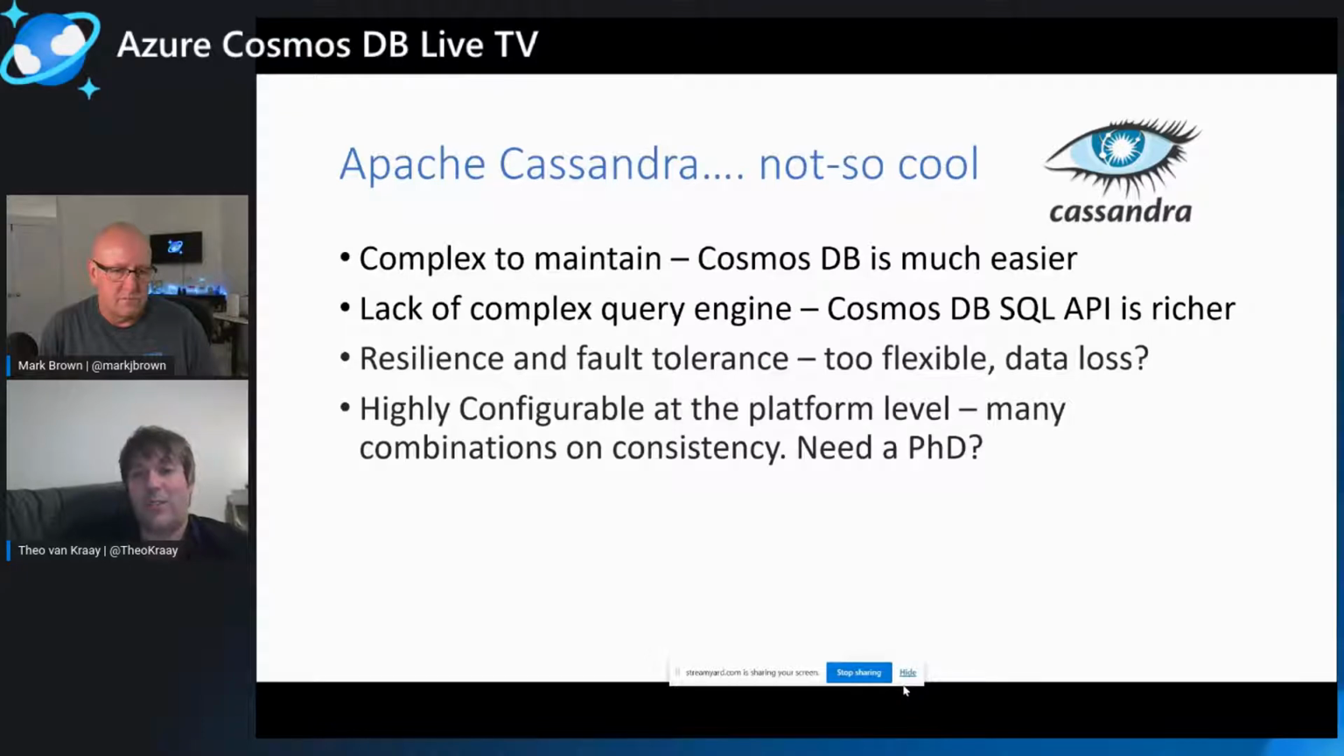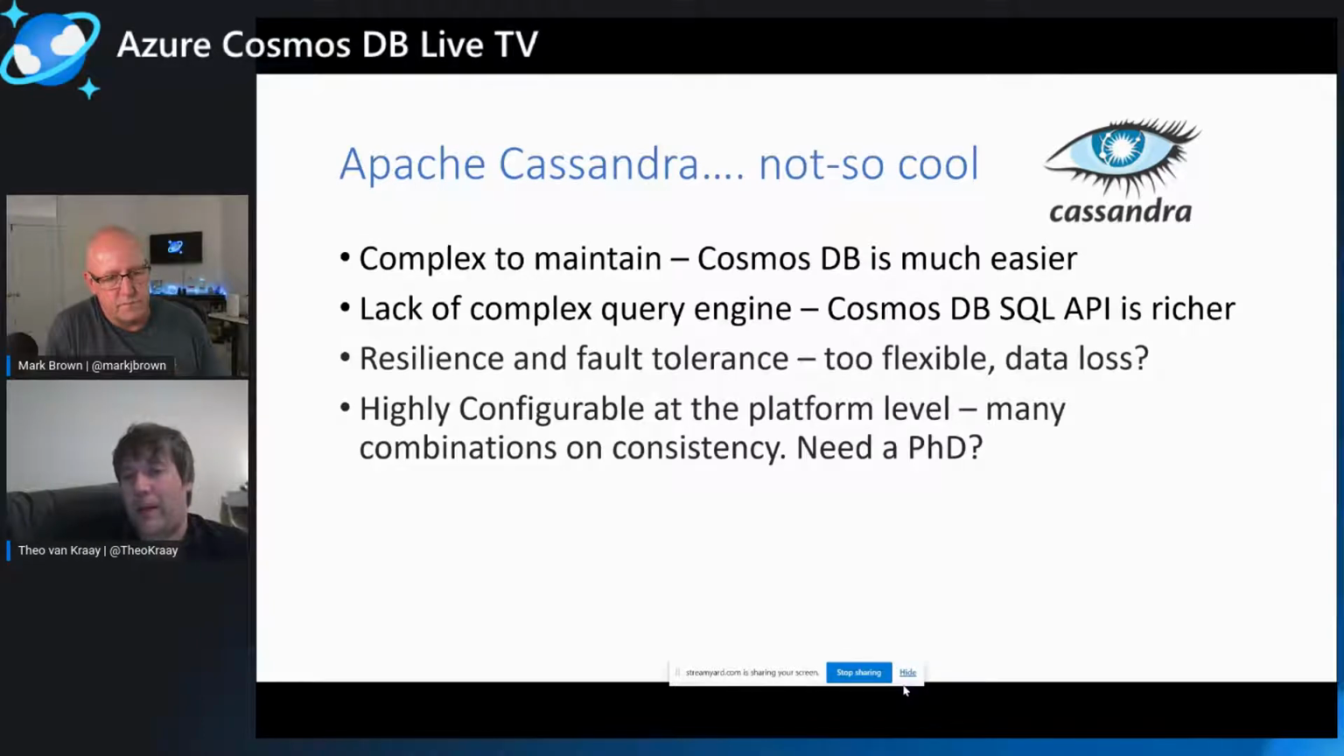I would say Cosmos DB is pretty obvious. Really, it's a lot easier, and there's not really much of a query engine. You can't do many aggregate operations. It's very, very geared towards atomic things. So SQL API, even SQL API, which is also OLTP focused, but it's a lot richer in what it can do in its query language. And the fault tolerance and the resilience.